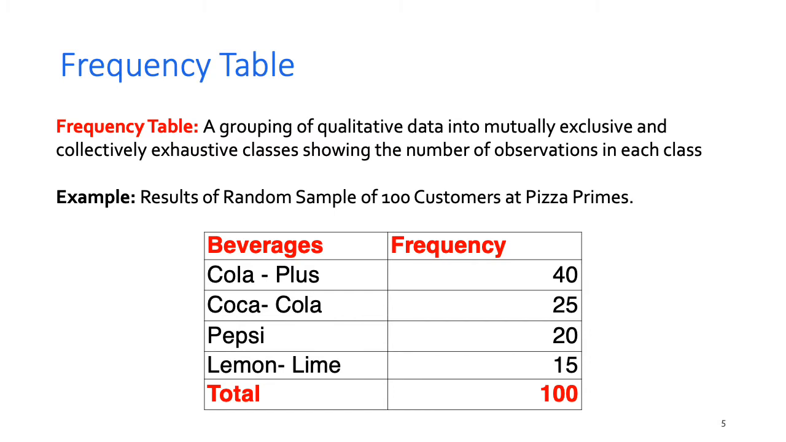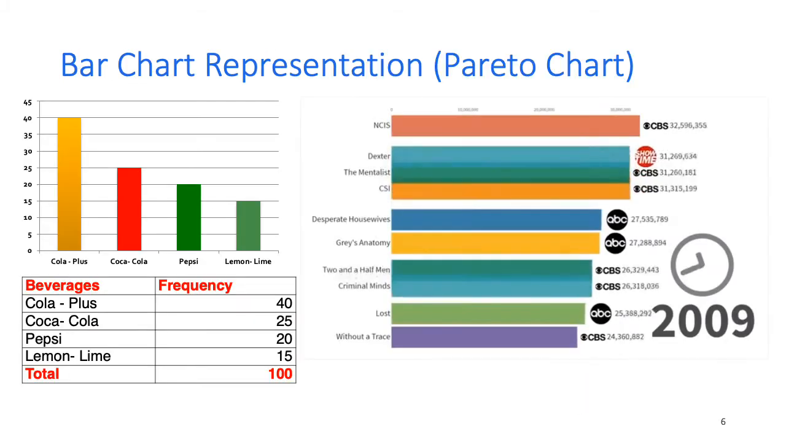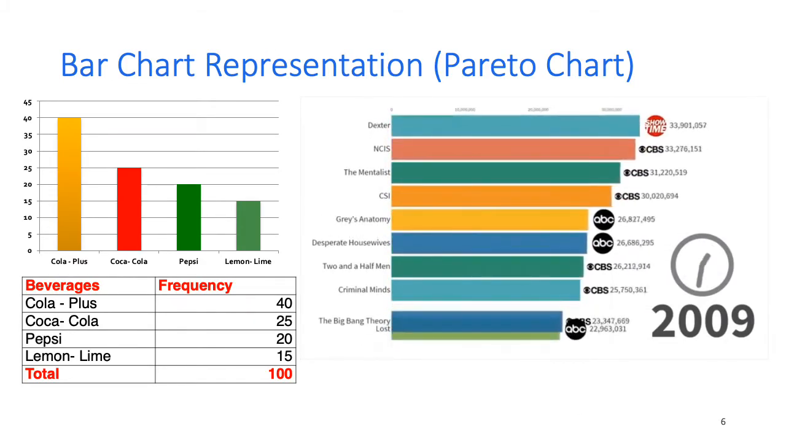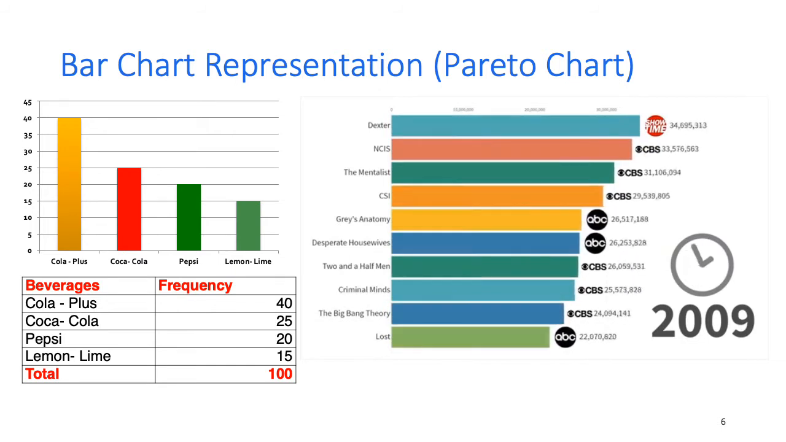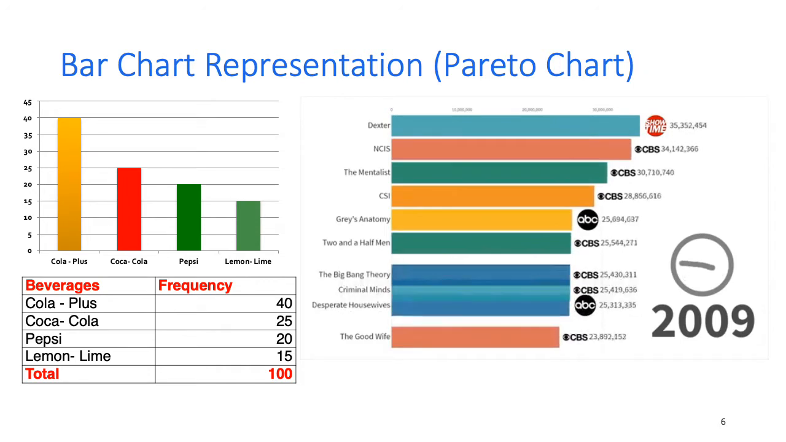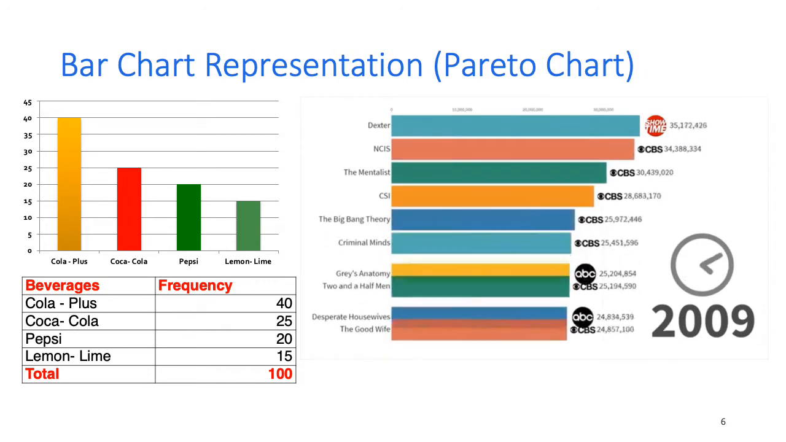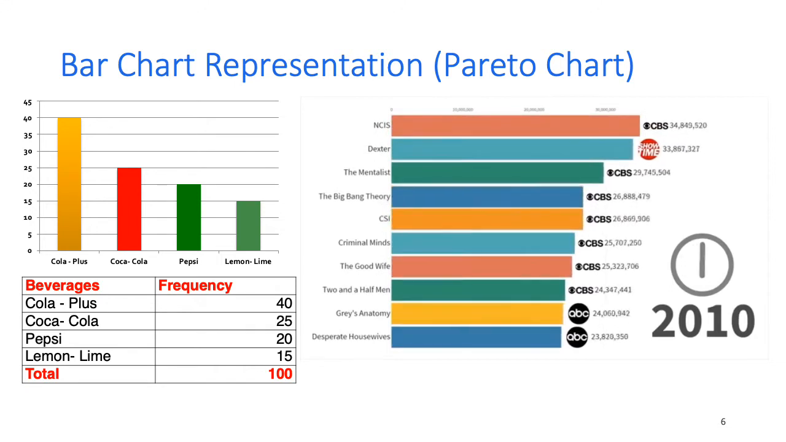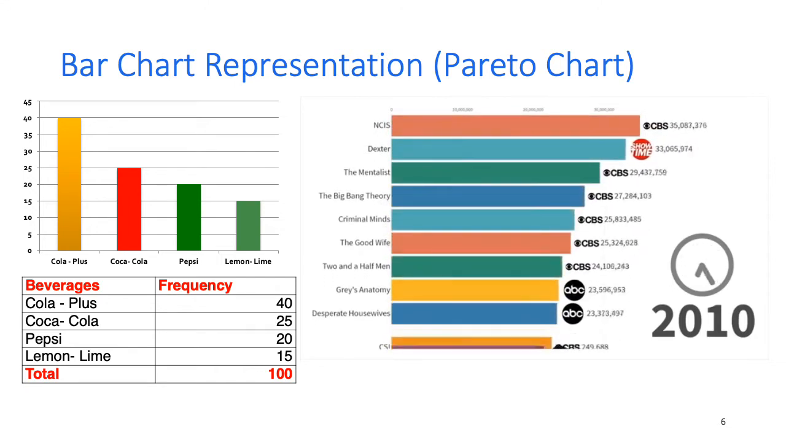Now let's see this represented in a bar chart. Here's a bar chart representation of the frequency table we drew. You can see here that Cola Plus had 40 customers that chose it, and here's the bar representing that. Coca-Cola had 25, you can see that here, well represented on the bar. Pepsi 20, and Lemon Lime 15.